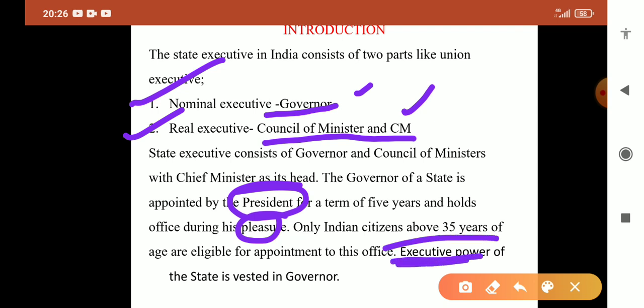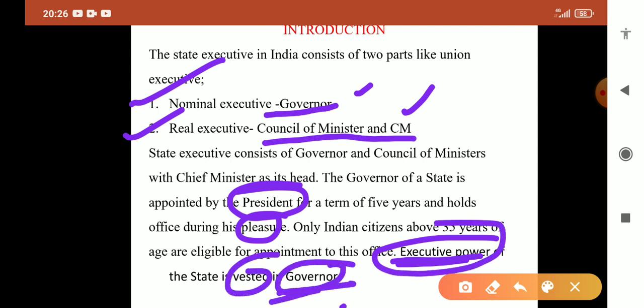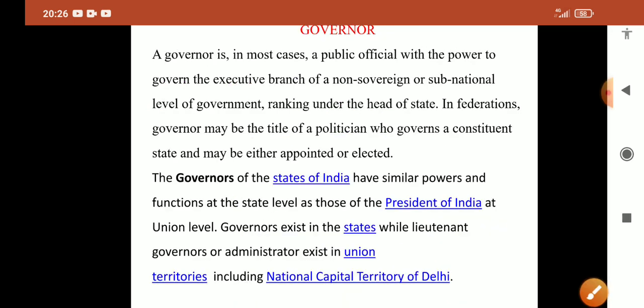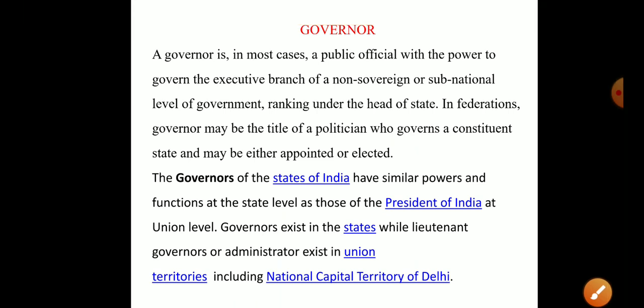Executive power is vested, means all actions in the states are performed in the name of the governor, as all executive power is vested in the governor.